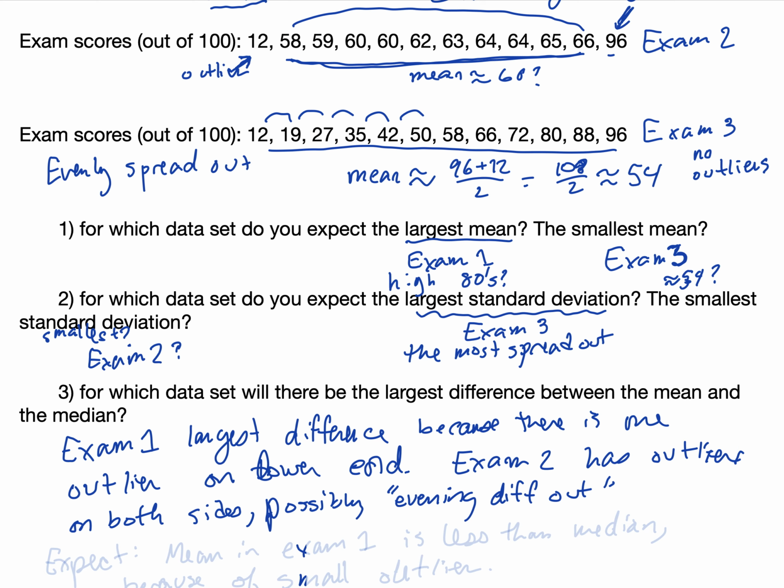And so what would we expect? We'd expect that the mean in exam 1 is less than the median because of the small outlier.